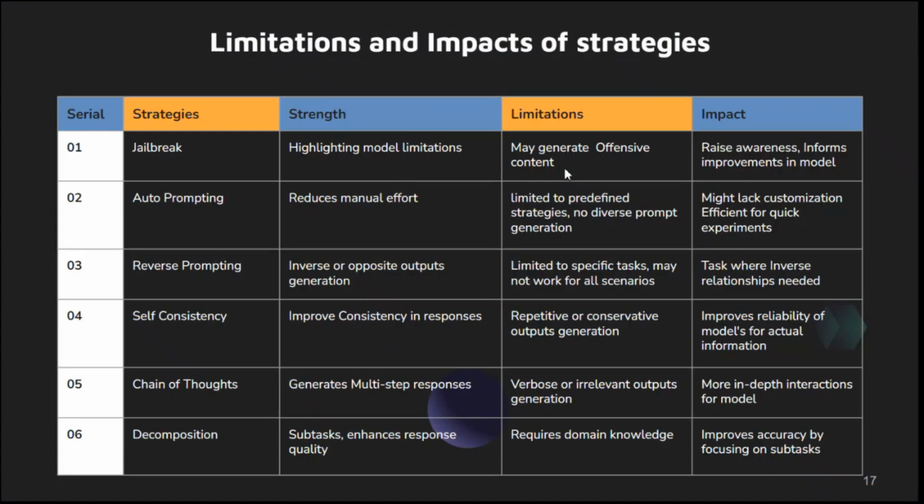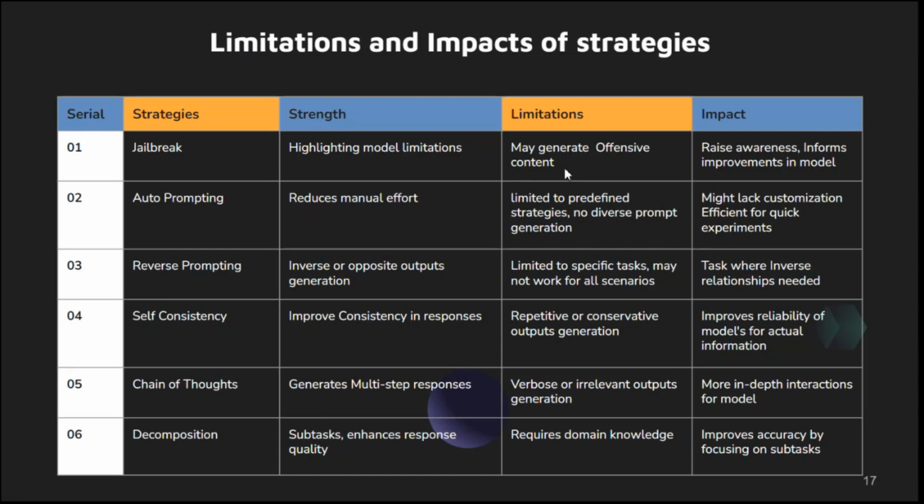Every hero has their strengths and weaknesses, right? The same goes for these strategies as well. Starting with jailbreak: jailbreak highlights the limitations, but beware of offensive content. Then we have auto prompting, which will save manual work, but customization might be limited. Then reverse prompting: it tries to create inverse prompts, but is not suitable for all cases. And self-consistency will boost consistency, but can be a tad repetitive.